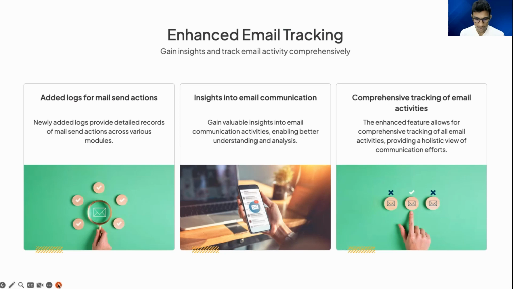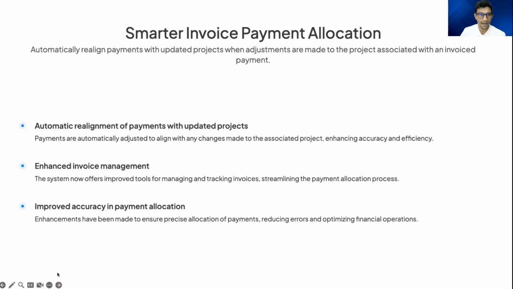Can I move on from this? It's a very simple thing, right? Yes. Next one, smarter invoice payment allocation. So automatically realign payments with updated projects when adjustments are made to the projects associated with an invoiced payment. Automatic realignment of payment with updated projects, enhanced invoice management, and improved accuracy in payment allocation. So let me just provide you the situation here.